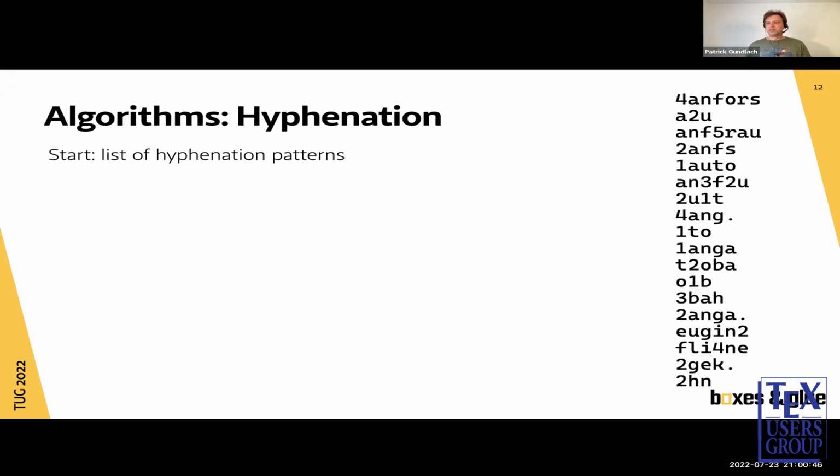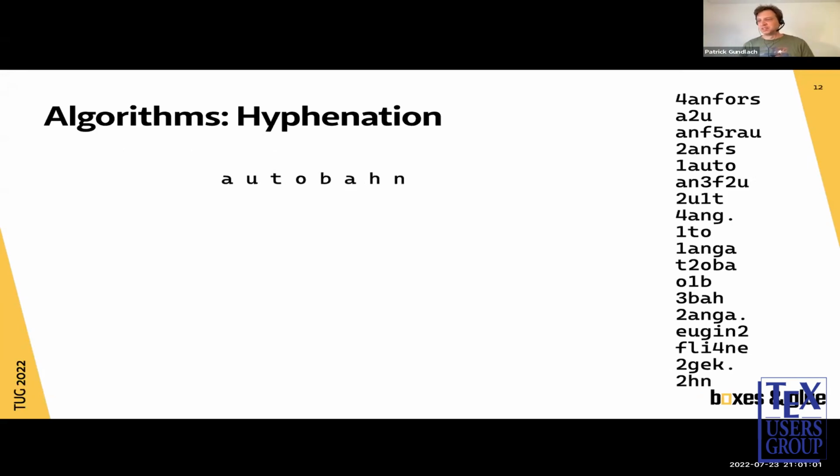Each entry consists of letters and numbers and dots, which match the start and end of the word. Now let's take a word to hyphenate, a German Autobahn, of course, and we insert letters, spaces. You will see in a second why. We go through each entry in the pattern file, or pattern list, and try to match each pattern to the word. The first one doesn't match, but let's take a look at the second.